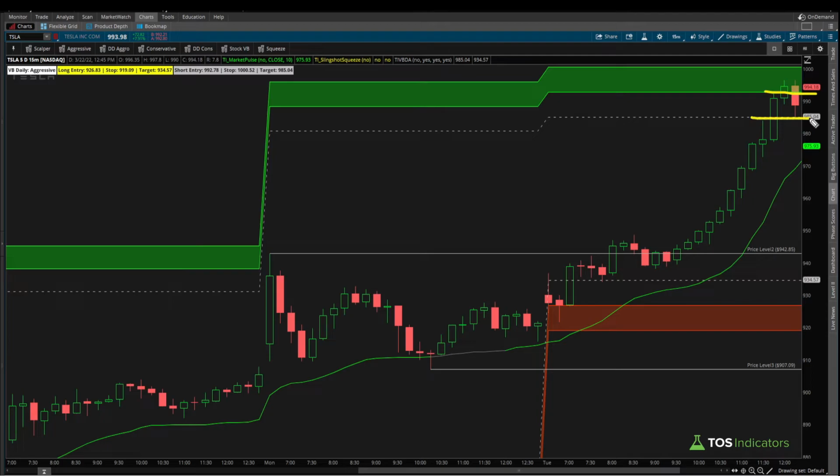That short hits that target. We hit the target line at 985.04. We're starting to see bears come in, defend this area just a little bit. We're also now getting towards the end of the day. We have about 45 minutes left in terms of follow through.